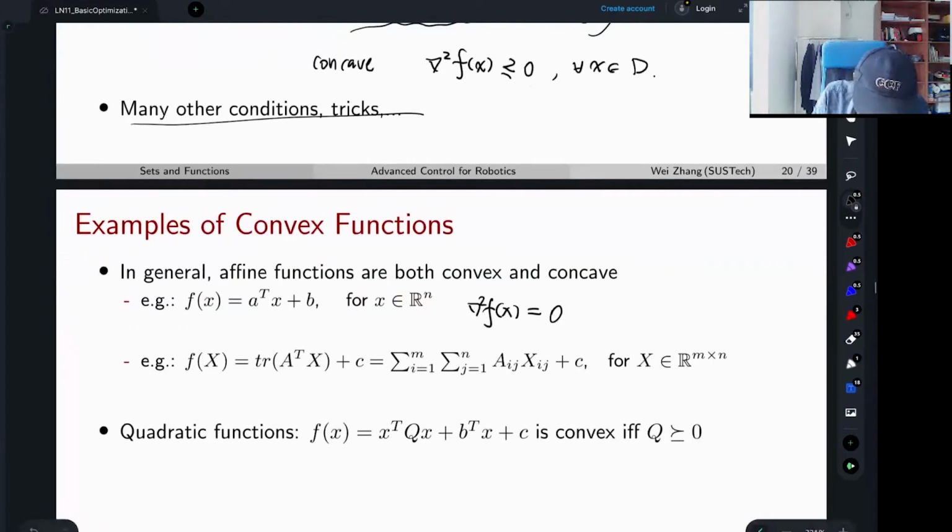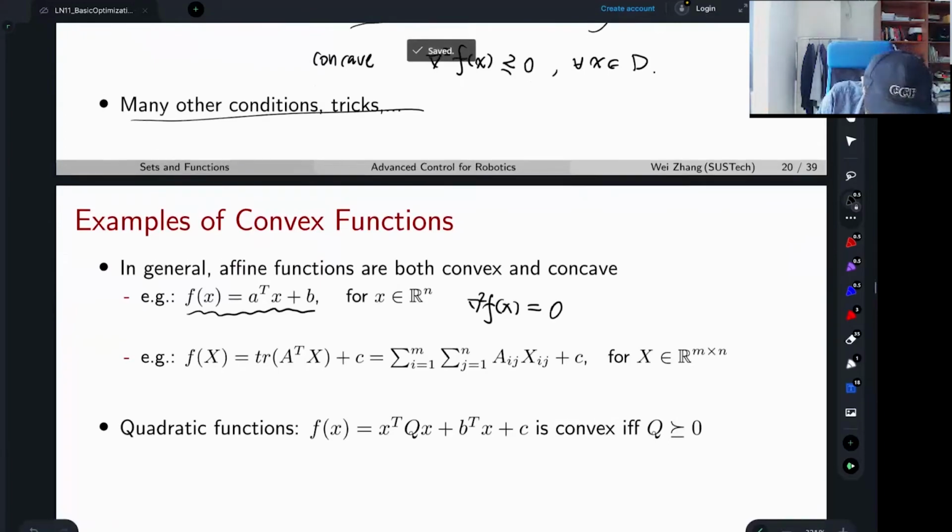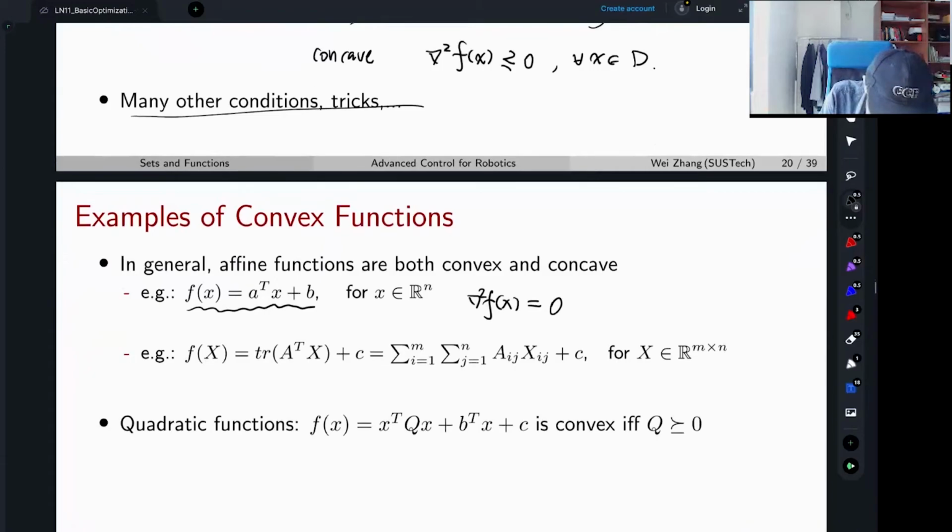For example, the affine function can be written in this form. That's a function affine in X. I think we defined that before. We even defined what we mean by affine or linear with respect to matrix variables, or even with respect to a function. X doesn't need to be a scalar, it doesn't even need to be a vector. It could be a matrix, it could be a function. I think we defined that before.